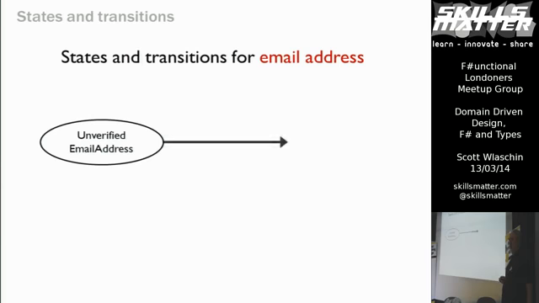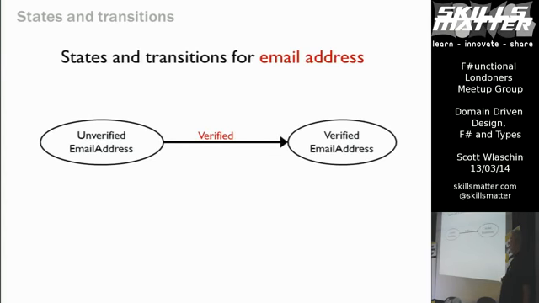We've already seen one, which is our email address. Okay. We have an unverified email address, and we have a verified email address, and you can verify an unverified email address. That's it. You can't go backwards. Once it's verified, it stays verified. So that's a state machine right there. And these are two different states. All right? So there's a real example of a state machine we've already seen.